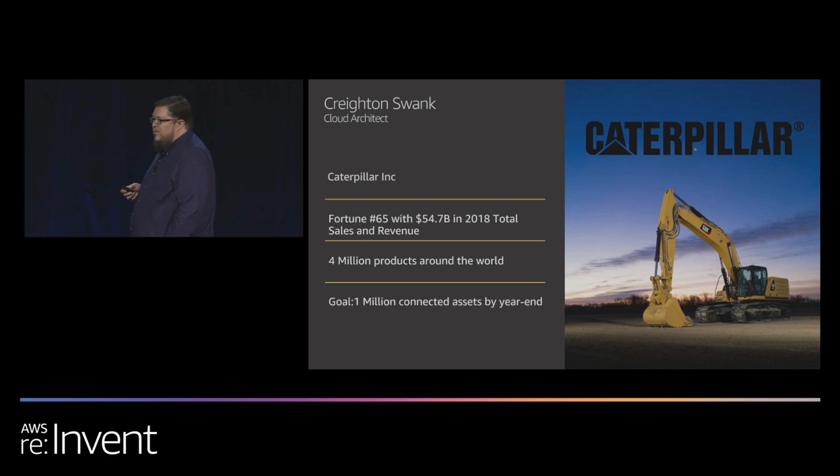So a little bit about Cat before I dive into the meat. We are the world's largest manufacturer of construction and mining equipment. We make diesel engines, we make natural gas turbines, we also make diesel electric locomotives. We do business under a number of brands as well. We're a Fortune 65 company. We have 4 million machines in the field around the world today, and we have plans to connect 1 million of them by the end of this year, which I hope we're well on task for.